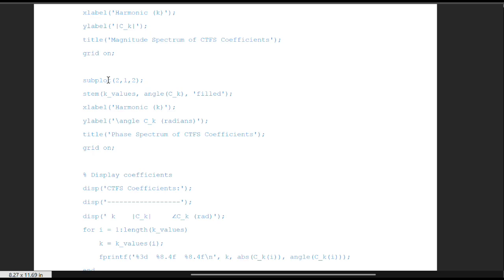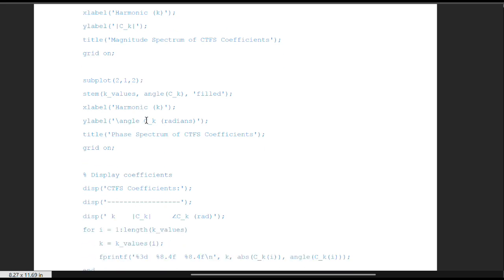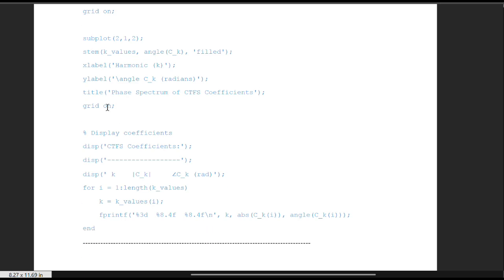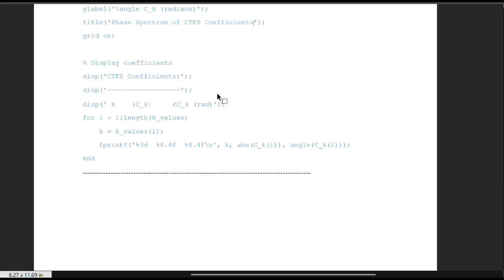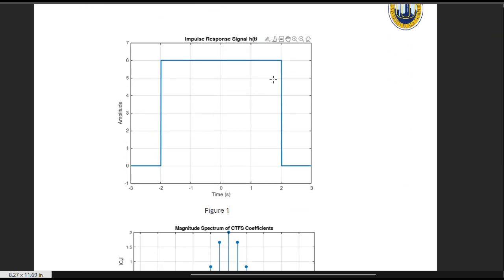Also for the subplot for figure 2, this is where we set our k values, angle. The X label is labeled by harmonic k, the Y label is angle c_k in radians. The title for the graph is phase spectrum of CTFS coefficients. And this is the graph that we generate from MATLAB.